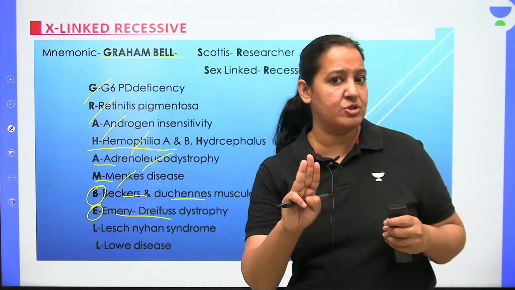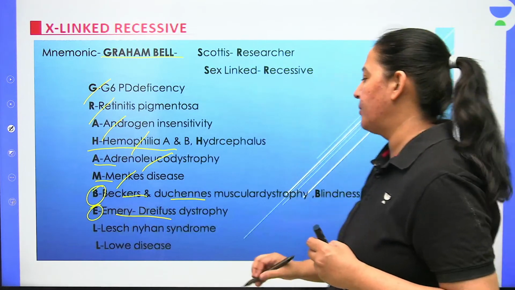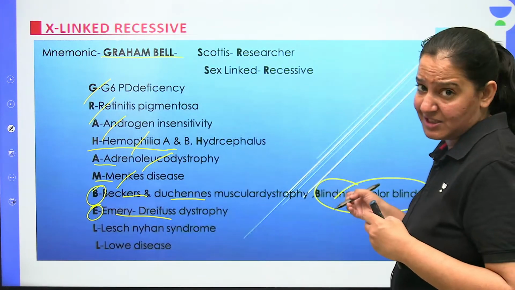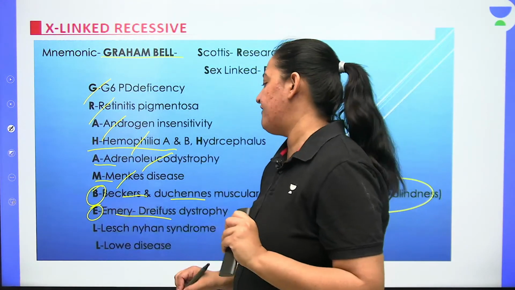So the remaining 3 dystrophies are examples of X-linked recessive, not dominant. That was autosomal dominant, right? B is color blindness. B for blindness bhi hai. It is a last year FMG question. If you have solved FMG papers, it is the most recent FMG paper.